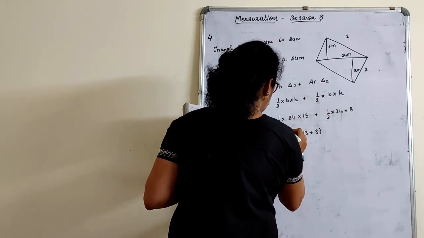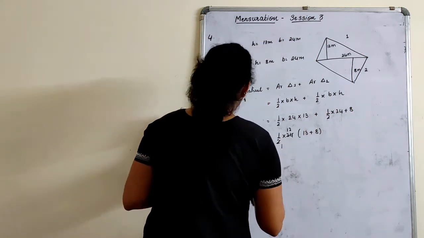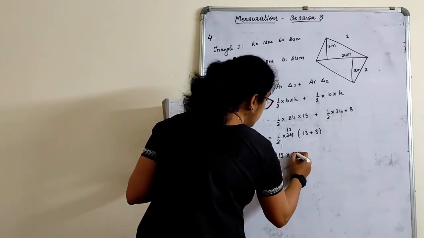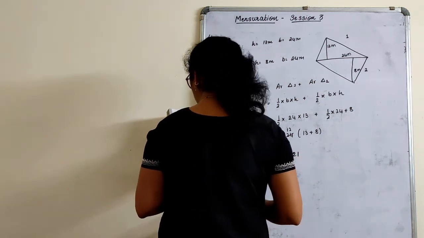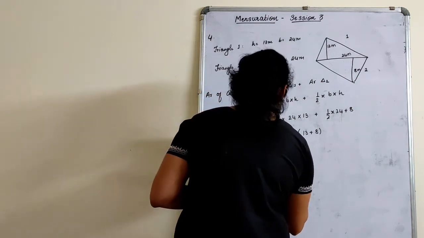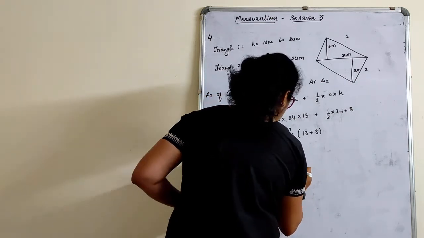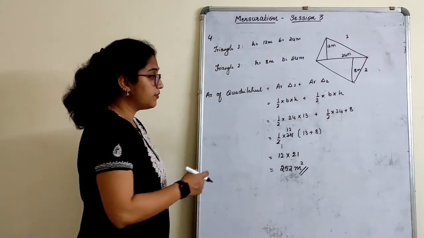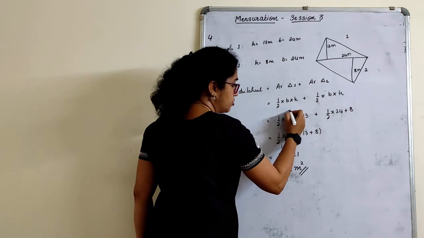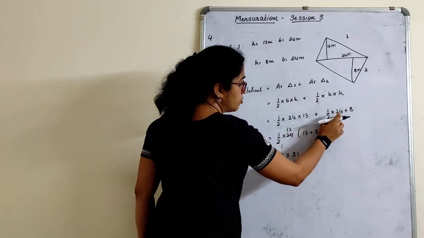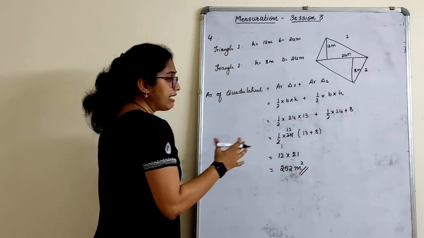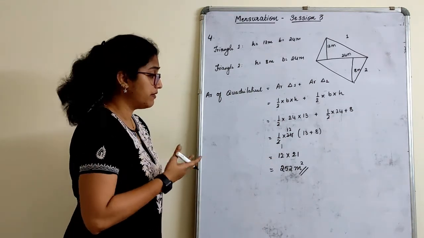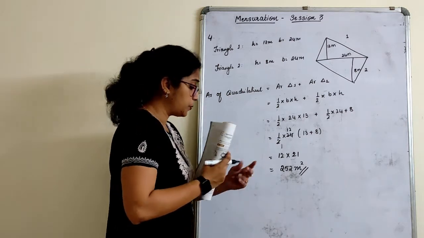2 ones are 2, 2 12s are 12. So 12 into 13 plus 8 is 21. So the answer you will get here is 252 meter square. See, what I could have done is this: 2 ones are 2, 2 12s are 12 into 13, and again 2 ones are 2, 2 12s are 12 into 8, again adding. Rather than this, taking common is very simple. As I told you, try taking common wherever possible. You will get a simple answer.